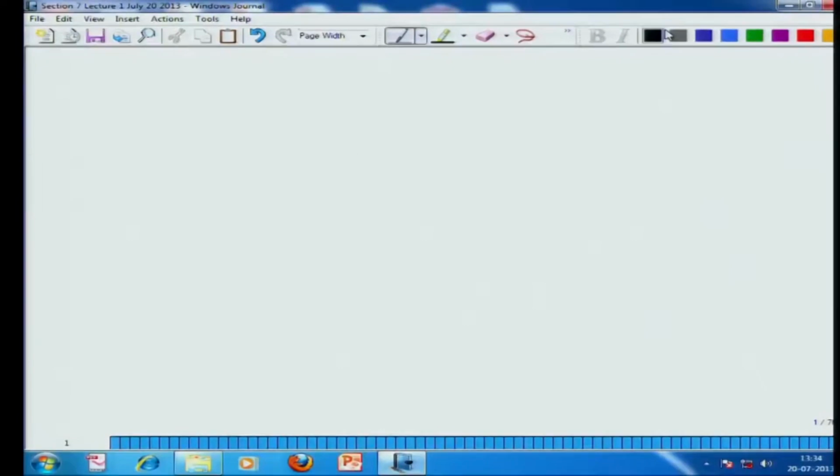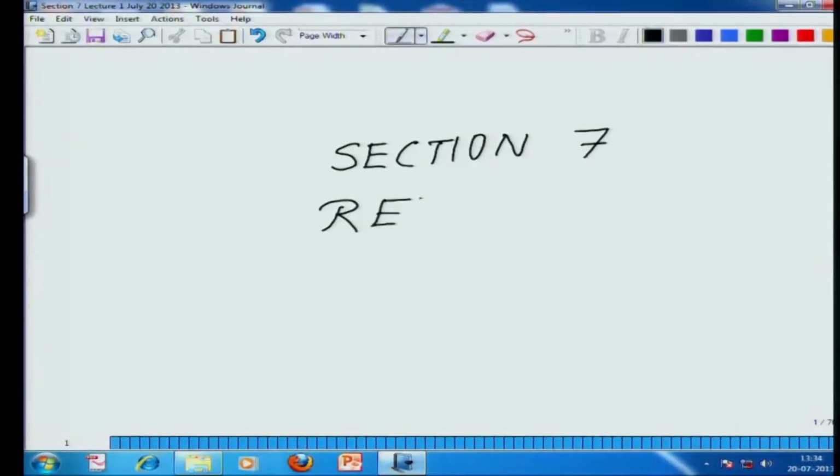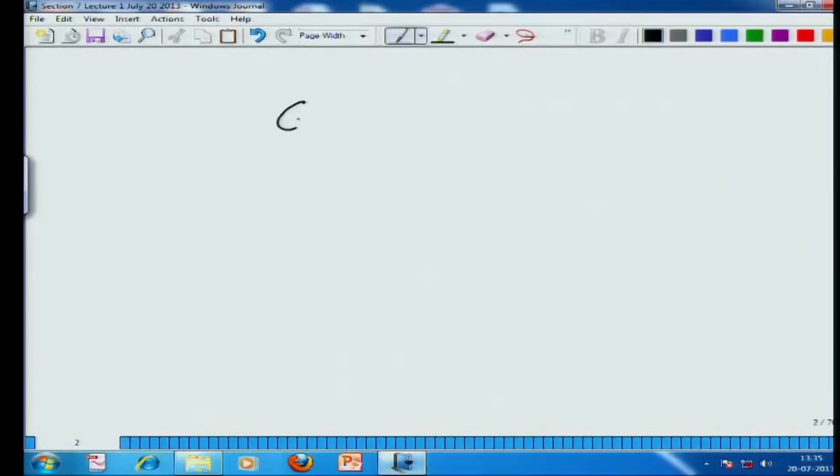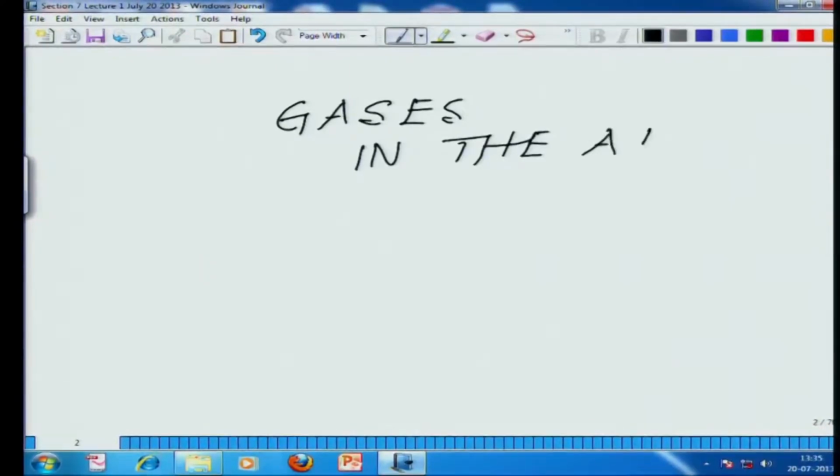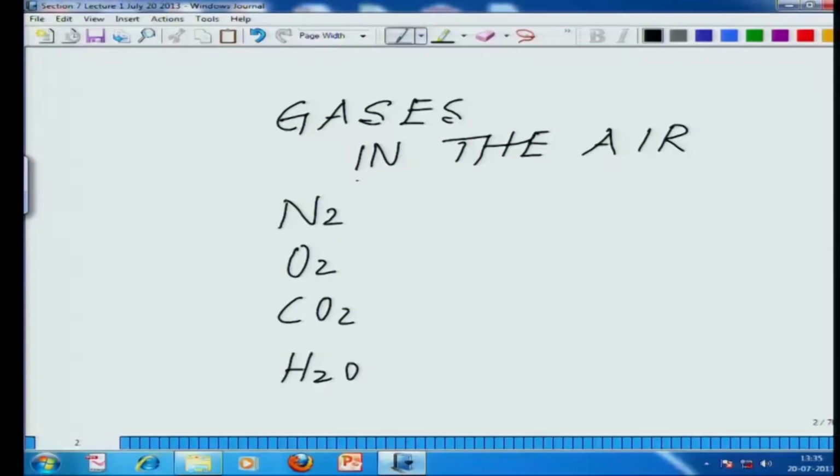So this is our section 7, and it is respiration. Before we get into respiration, let's see what the different gases present in the air are. Gases in the air: one of the major percentages is nitrogen, then you have oxygen, you have carbon dioxide, and you have water vapor and a few other gases there.